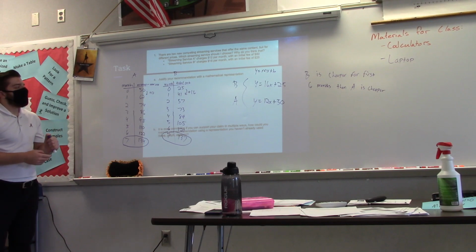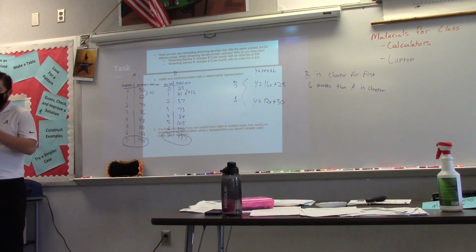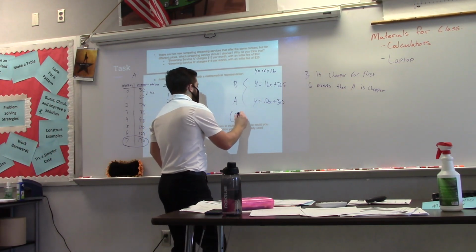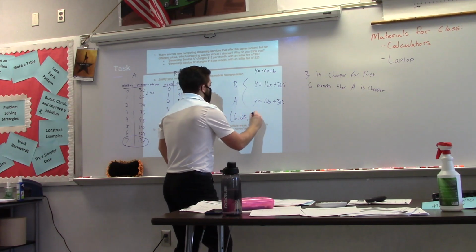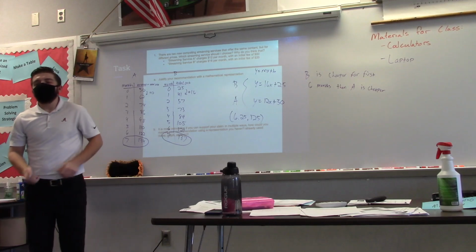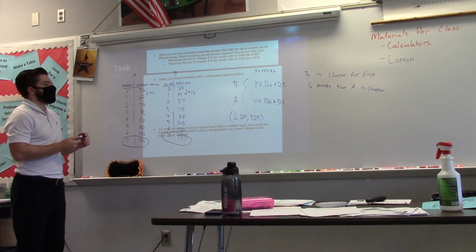But what did we see when we looked at Desmos? When we looked at that point of intersection, what was our point of intersection? 6.25, 125. Would you have been able to see that if you graphed by hand? No, right? So that's why we use Desmos to see that.